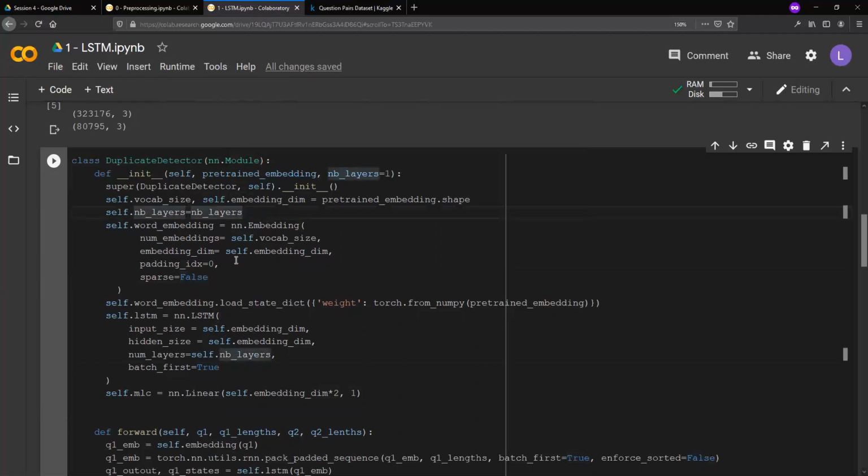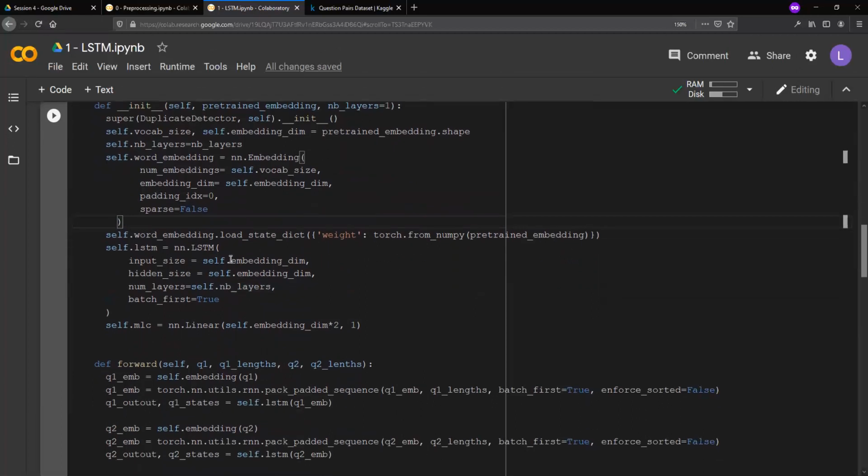Now, in the embedding layer, we create an embedding layer. We specify the vocab size and the embedding dimension, as well as a padding index, for which we use 0 as our padding. And for sparse, we specify false because our input is not a sparse matrix. And then we load in our pre-trained weights using the load state dictionary command, taking our pre-trained model and converting it to a tensor.